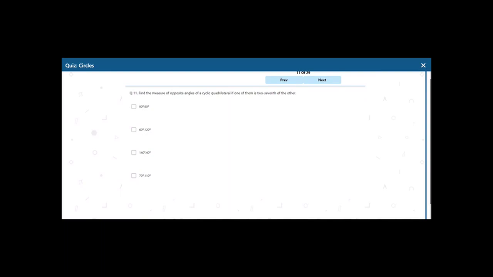Next. Pavitra? Pavitra, yes, ma'am. Find the measure of opposite angles of a cyclic quadrilateral if one of them is 2/7 of the other. 2 by 7. Pavitra, what is your answer? X plus 2 by 7x is 180.